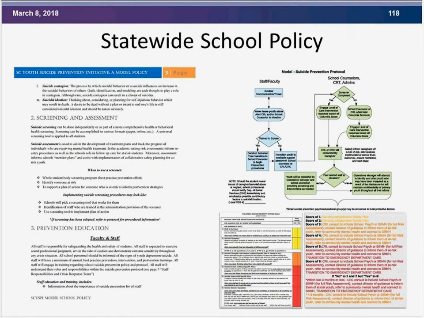And it's actually now moving into school policy. And so this is from the state of South Carolina. This is a look at a policy recommendation that they've made to all the schools in South Carolina that include assessment and screening with the CSSRS and recommended next steps for high-risk students.